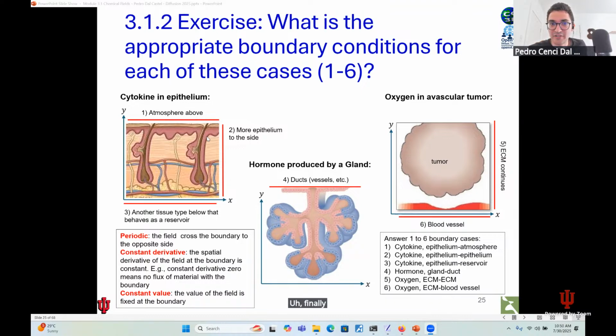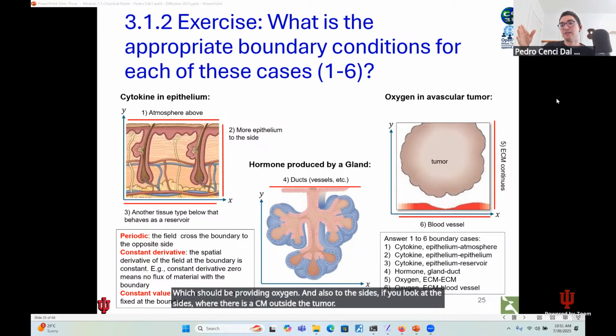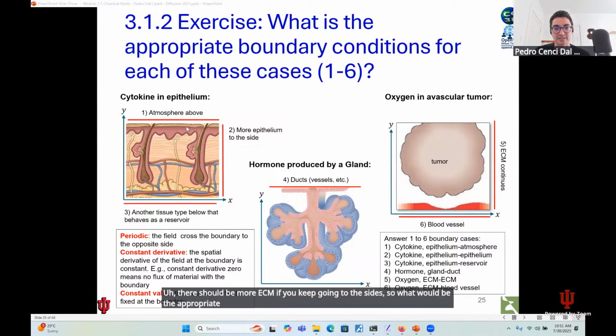Finally, I have fifth and sixth case. So I have a tumor and a blood vessel. I'm not modeling the blood vessel, but the system that is the tumor and the ECM, they make boundary with a blood vessel, which should be providing oxygen. And also to the sides, where there is ECM outside the tumor, there should be more ECM if you keep going to the sides. So what would be the appropriate boundary condition for that?